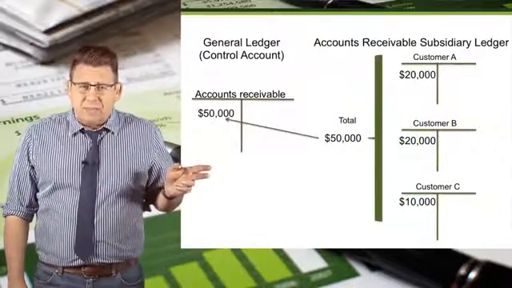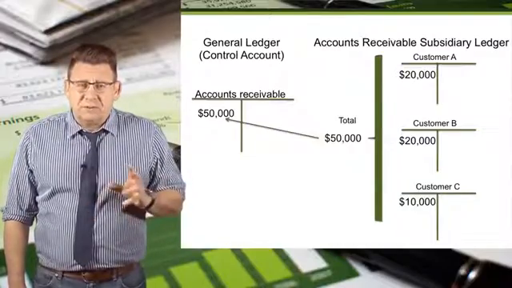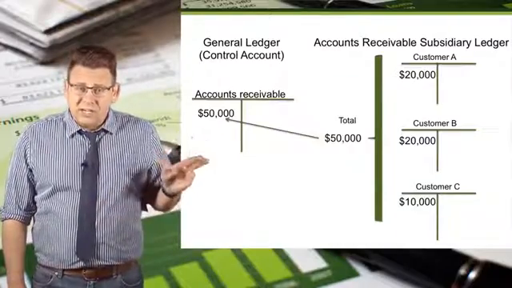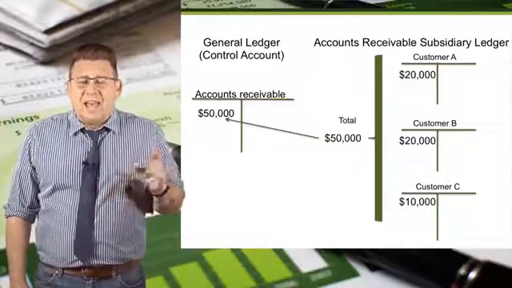Here is an example of that. The total amount of accounts receivable is $50,000. Here you can see that the customer subsidiary ledgers add up to that amount.